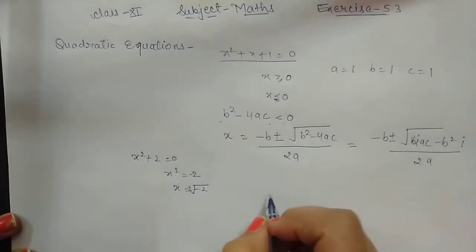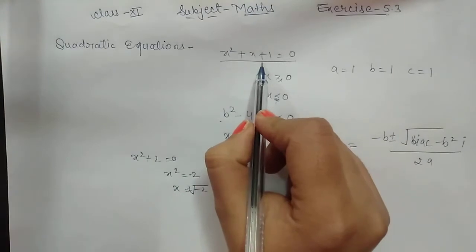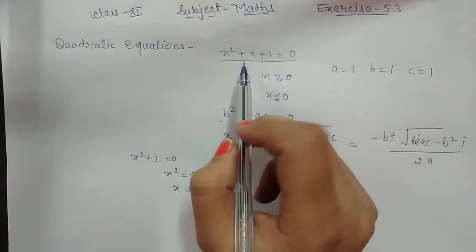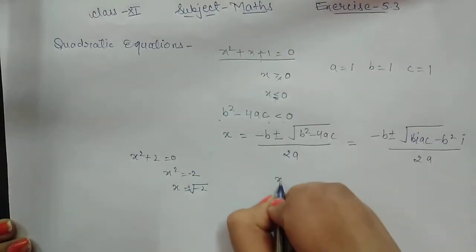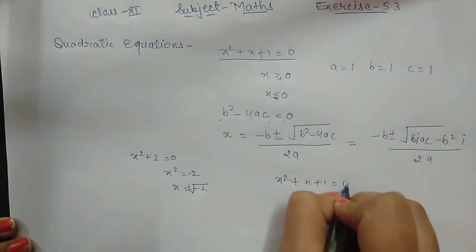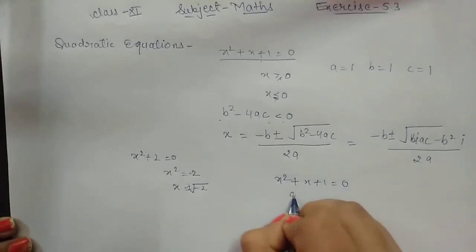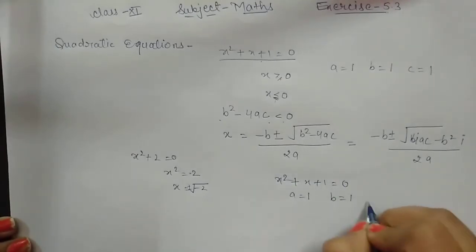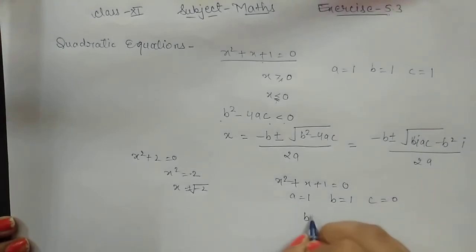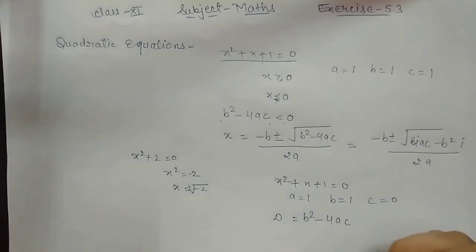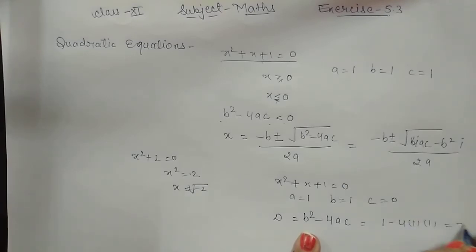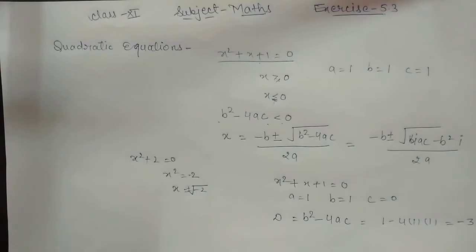But if we have an equation like this, x square plus 1 equals to 0. Okay, so let's take this equation, x square plus 1 equals to 0. Here we have again a equals to 1, b equals to 1 and c equals to 1. When we check b square minus 4ac, which is equal to d, and put the value 1 minus 4 into 1 and 1, then our solution will be minus 3, which is less than 0.